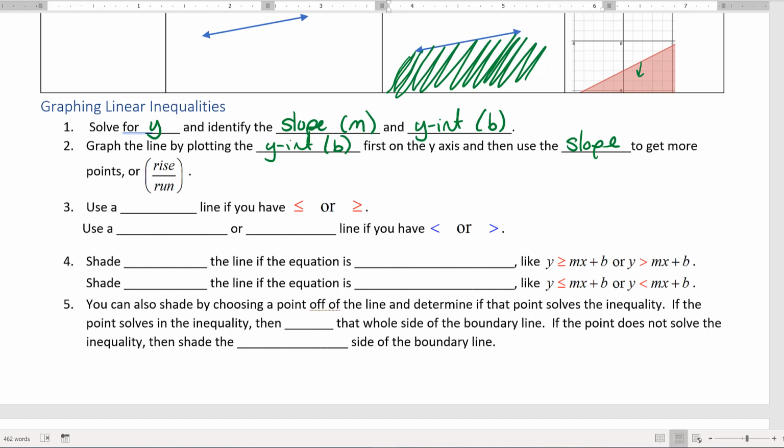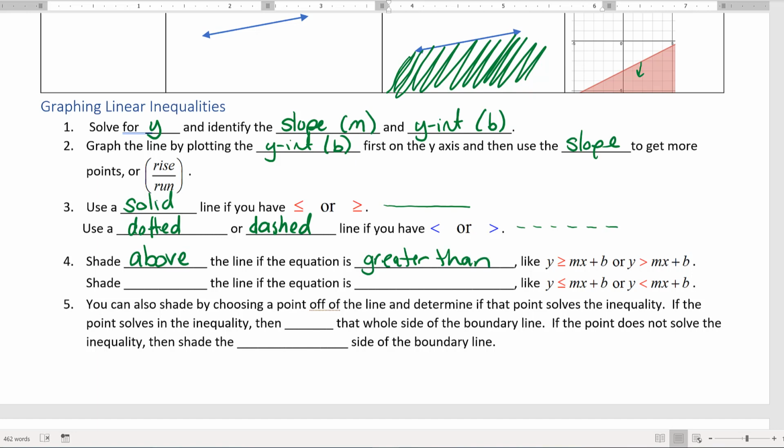Next, decide if you want to use a solid line, if it's greater than or equal to, or less than or equal to. But I want you to use a dotted, or some people call it dashed, if you have strictly less than or strictly greater than, meaning there's no line underneath. If there is a line underneath, it's solid. If there's no line underneath, it's dotted or dashed. Step 4, shade above if the line is greater than.